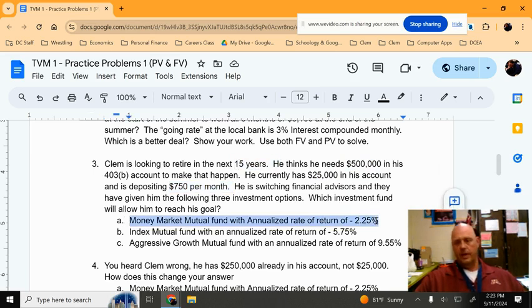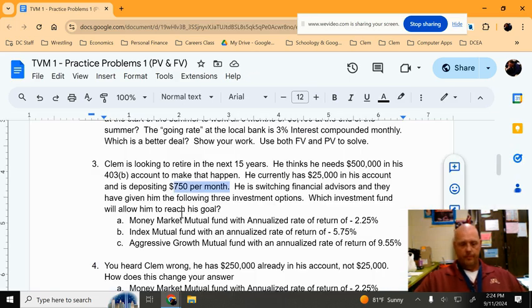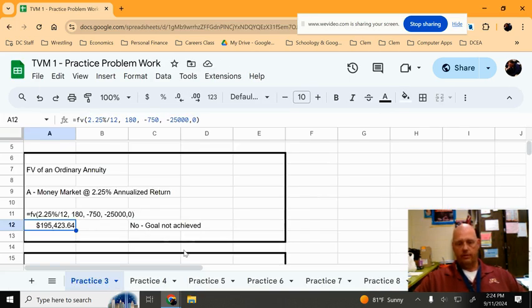This investment getting me 2.25% return, it's not aggressive enough. Or I don't have enough to begin with, or I'm not putting enough away. Any way you want to look at it, I'm not going to get my goal. I'm not going to reach $500,000 here. So that's why I said goal not achieved.